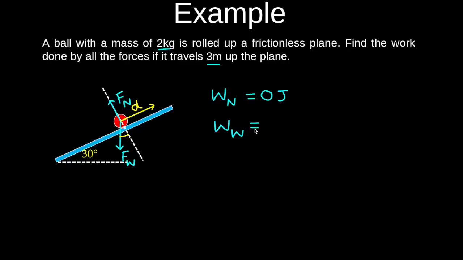So by the dot product, that's equal to the magnitude of the force of weight, which is the mass of the ball by gravity, multiplied by the magnitude of the distance vector, which is 3 meters, and that's multiplied by the cosine of the angle between the two vectors, which is cosine 120 degrees. So what we obtain is 2g by 3 by minus a half, or minus 3g joules.